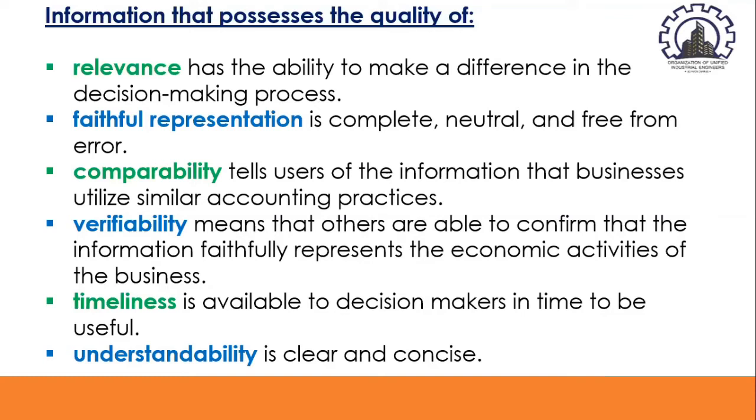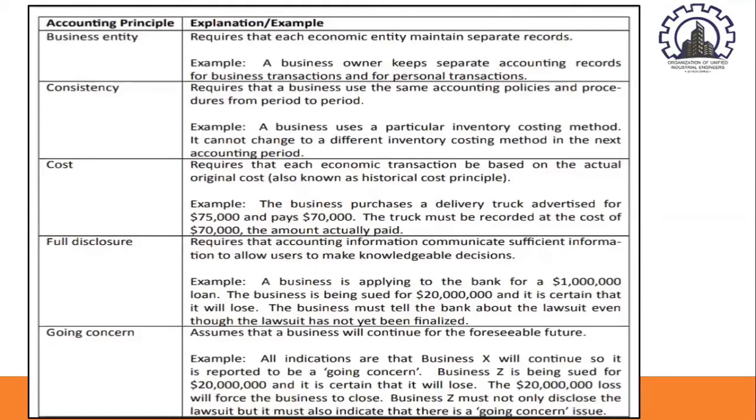And so, for that matter, accounting practices are guided by GAAP, which are comprised of qualitative characteristics and principles. And you have to bear in mind as well that relevance and faithful representation are the primary qualitative characteristics. And on the other hand, comparability, verifiability, timeliness, and understandability are additional qualitative characteristics. Now, as you can see in table 1.1, it shows the 9 principles that support these qualitative characteristics.